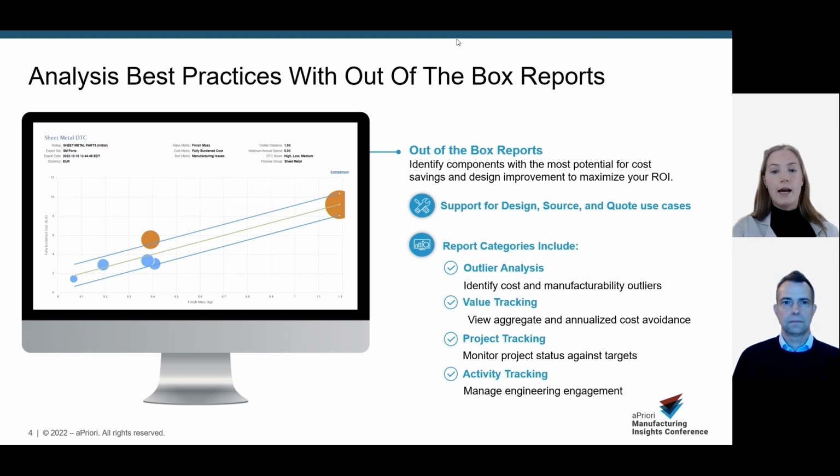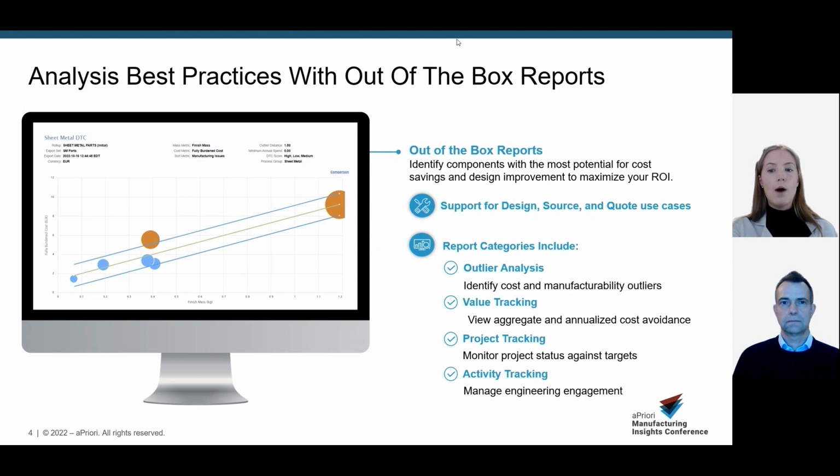Our main report categories include outlier analysis, that's defined by identifying cost and manufacturability outliers. We have project tracking, which is defined by monitoring project status against targets, so looking at a grouping of components and setting a target. We have value tracking, defined by estimating cost avoidance or cost savings, depending on the use case. And we have activity tracking, defined by managing team adoption and regular usage of aPriori.